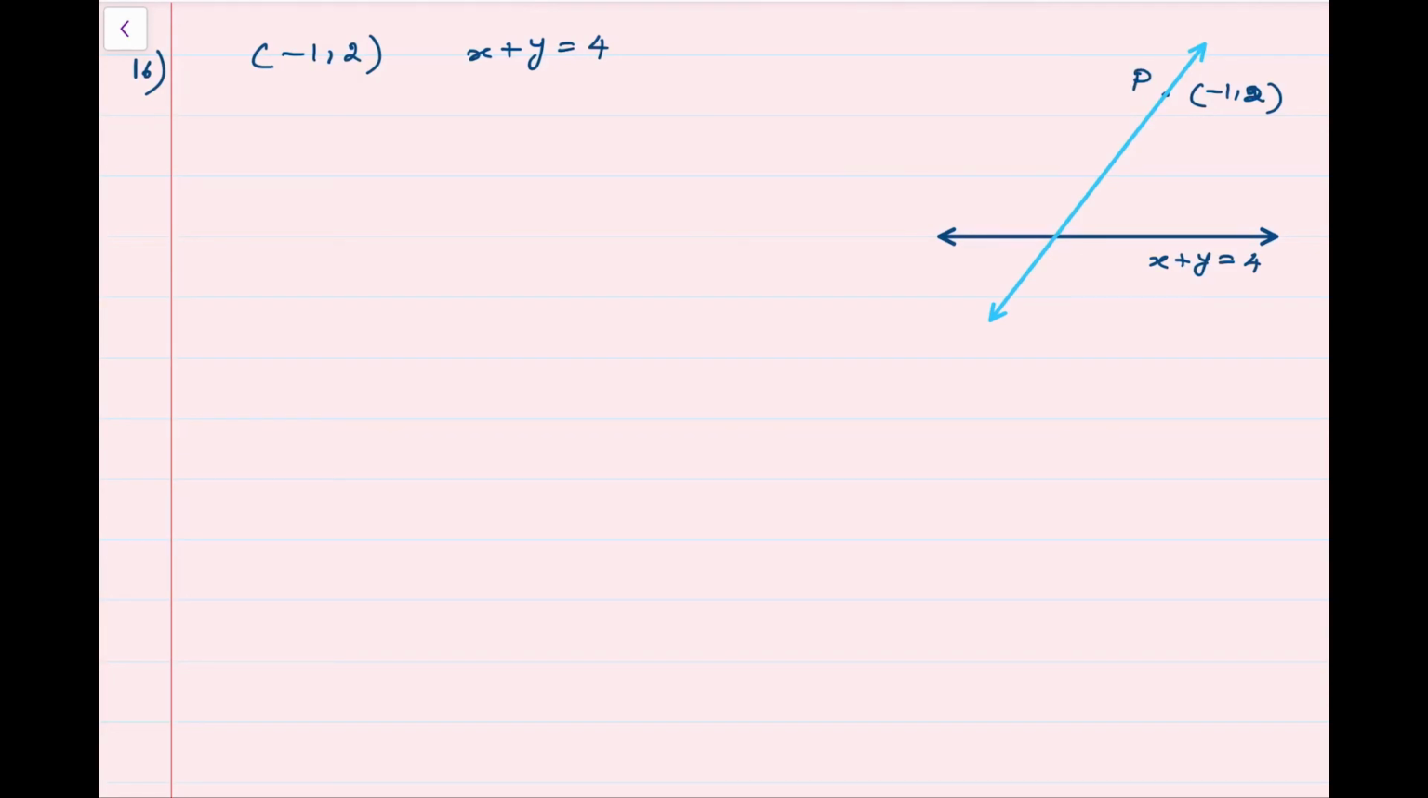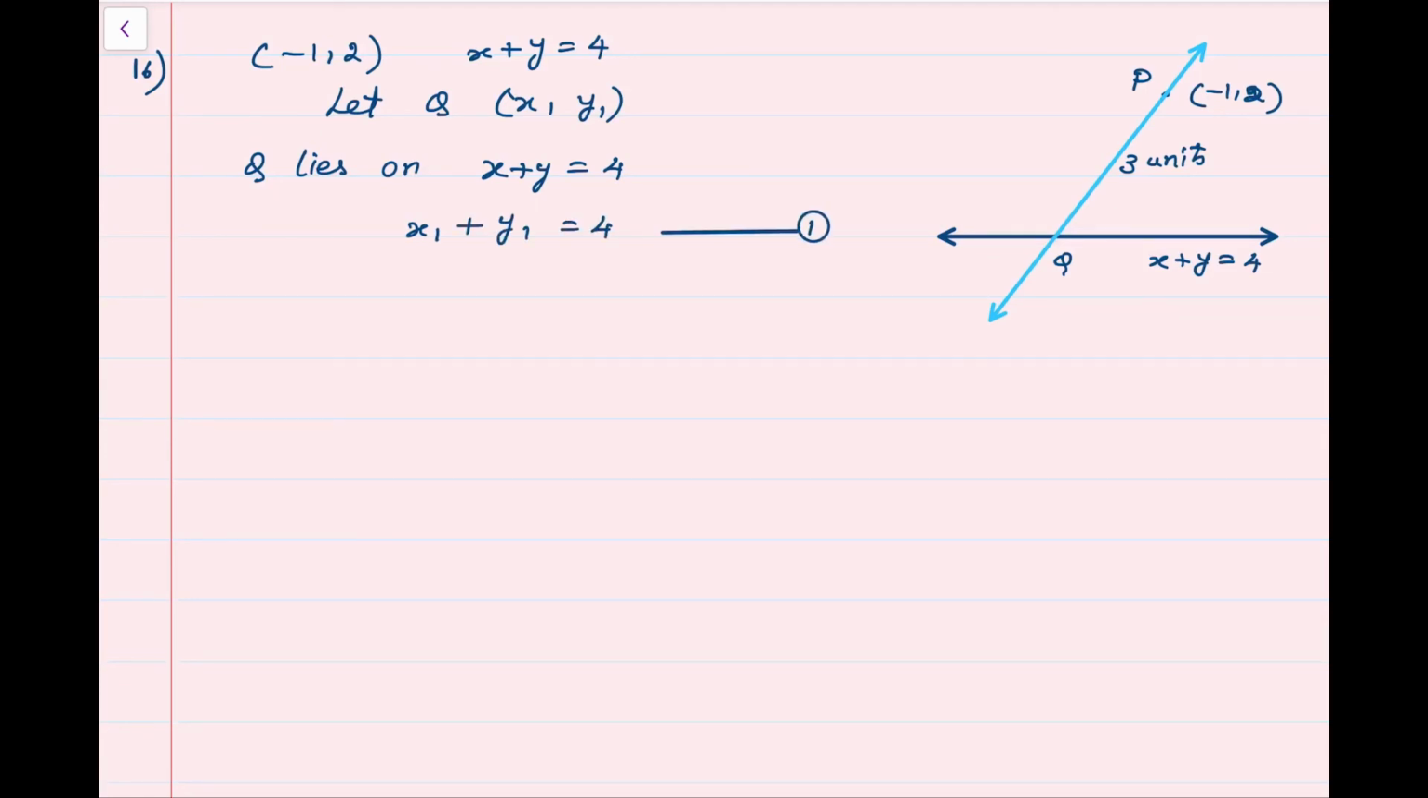Let this be P, this be Q. PQ distance is 3 units. That is, we have to find the slope of PQ. For that, first we will find the point Q. Let Q point be (x1, y1). Q lies on x + y = 4. Therefore, x1 + y1 = 4. We have one equation in x1 and y1. We need one more equation. We will use this distance 3 units. PQ is equal to 3.